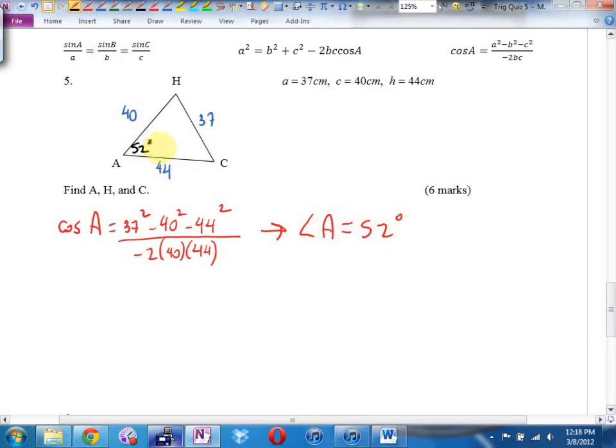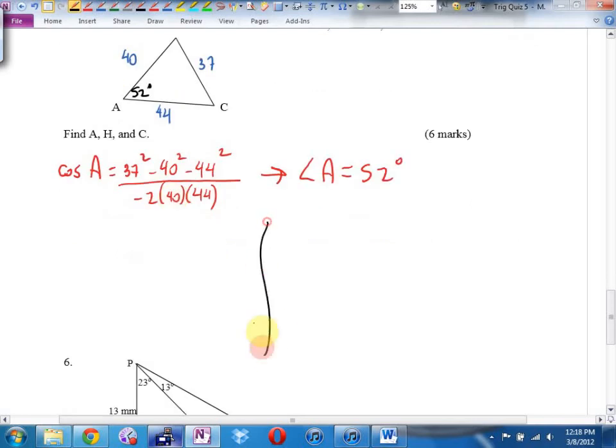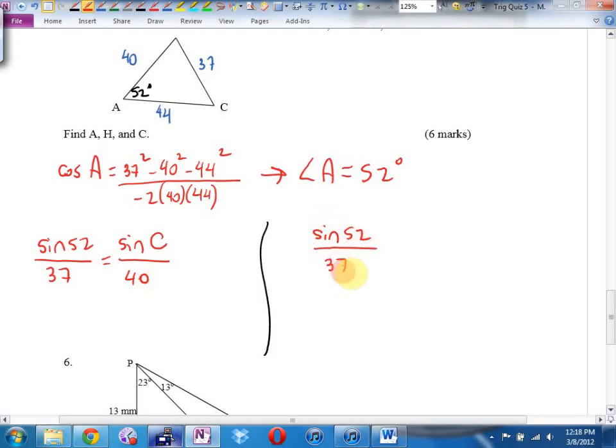You know what that means now, Joe? Look up, look up, look up. Now I have a pair. I can use sine law for the rest, which is way less work. I can say the sine of 52 over 37, because those are the ones that go together, equals the sine of angle C over 40. And over here, I can also say the sine of 52 over 37 equals the sine of angle H over 44.